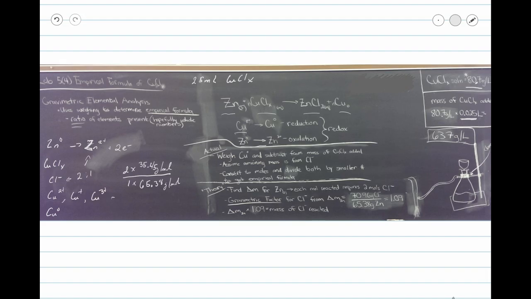The ratio of these is 1.09. So we're going to use this factor to multiply the mass of the zinc reacted to equal the mass of the chlorine reacted. So I need to put a point there.